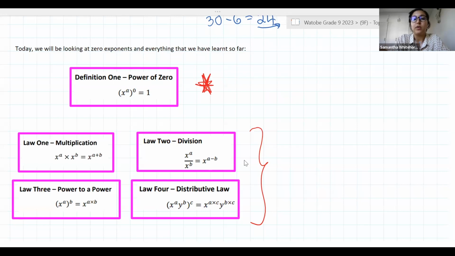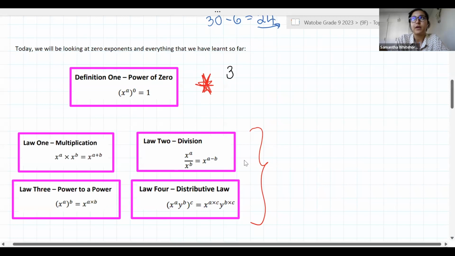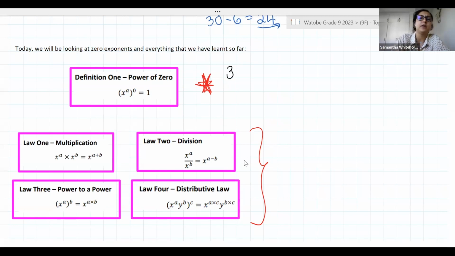So we know from our law of division that when I divide the same bases, what we actually end up doing is subtracting the exponents. So if, for example, I had 3 to the power 3 divided by 3 to the power 2, my second law of exponents tells me that I should subtract those exponents, leaving me with then 3 to the power 1 or just 3.